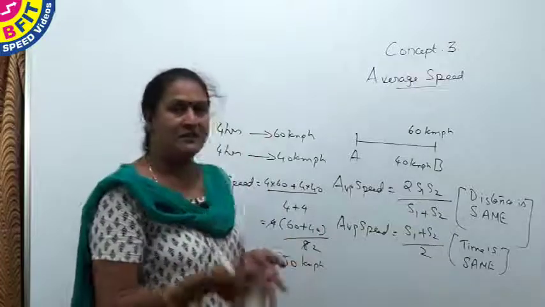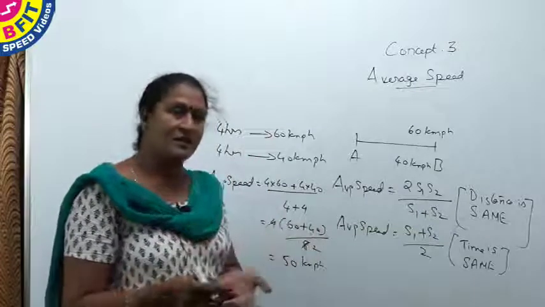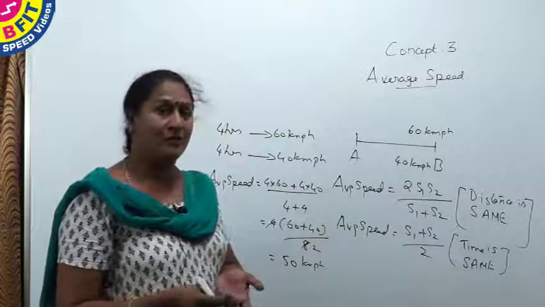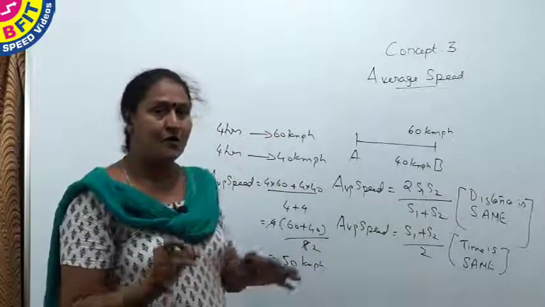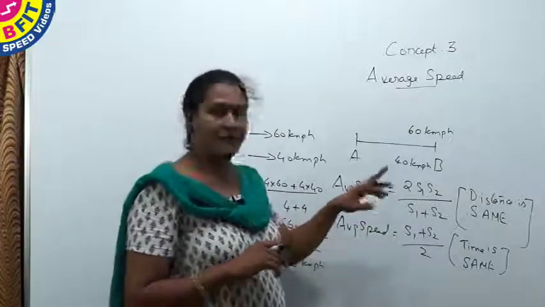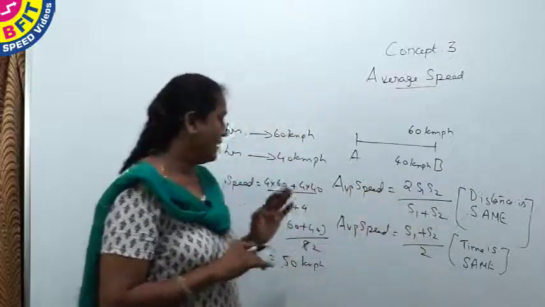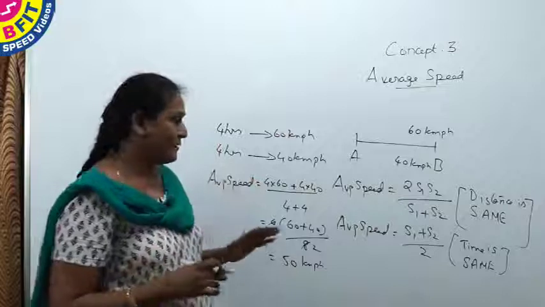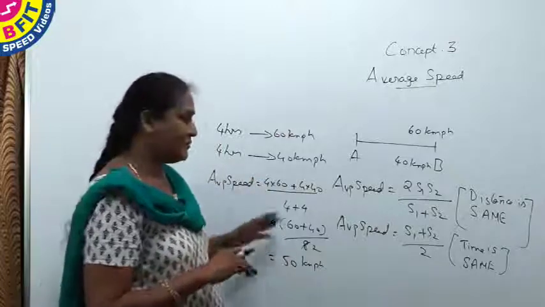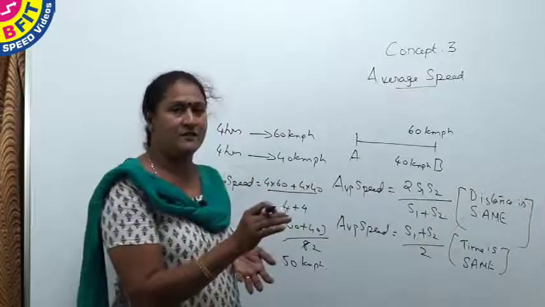So whenever the distance is same, no need to consider the distance if it is not given, or if it is given also. So don't consider the distance, find the average speed by using 2 S1 S2 by S1 plus S2. And whenever time travelled is same, just you can find the average. So simply instead of finding the total distance and total time.